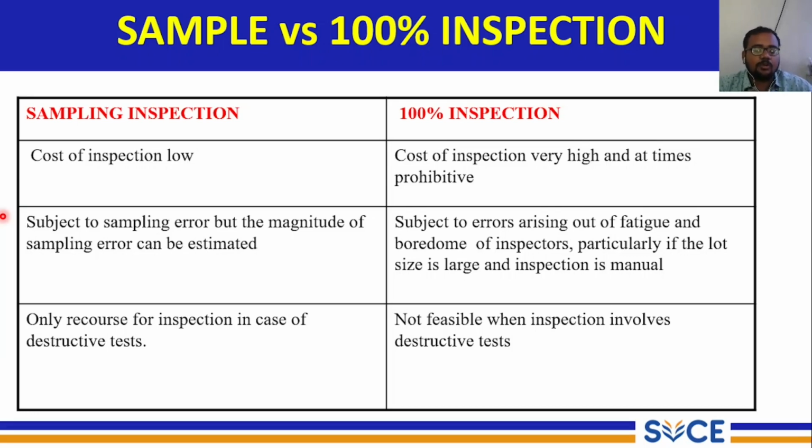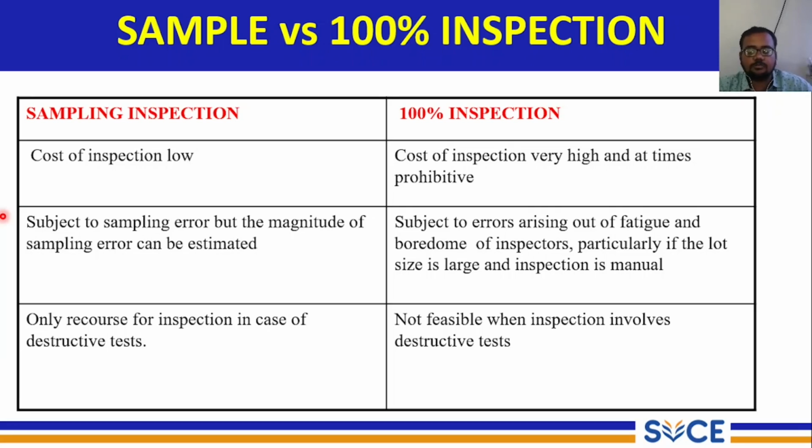One important advantage of sampling inspection is that the cost of inspection is low, whereas, as you very well know, when you go for 100% inspection, you take every product into account. So there is so much time and cost involved, and it consumes more cost for the organization. But one of the good advantages is with 100% inspection.